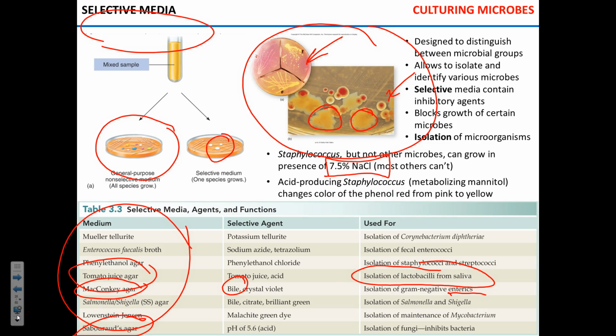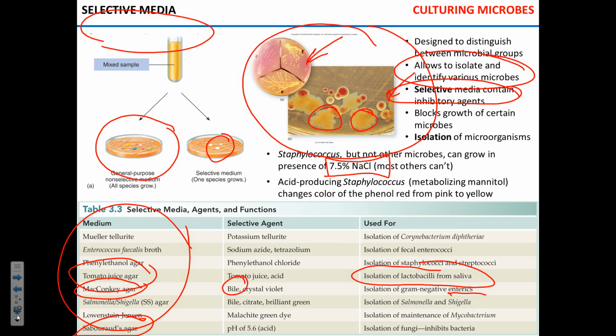You must understand the concept. Does that make sense? So, not only the theoretical phrases like this, but be able to distinguish based on a real life example. I will tell you, say, tellurite medium contains inhibitory potassium tellurite, and only species that can grow on it is Corynebacterium diphtheriae.